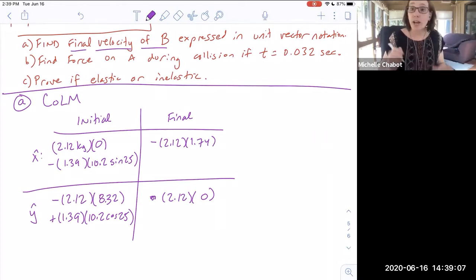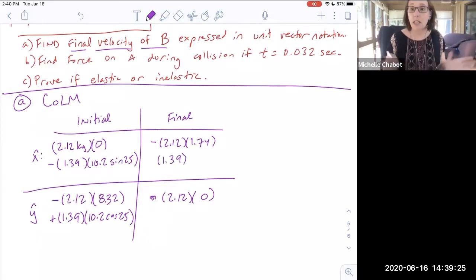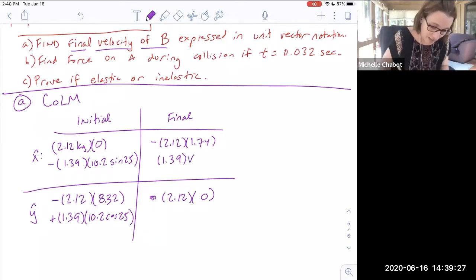Now, here's a trick that you need to keep in mind. Your unknowns are going to be in this table. What you're trying to find will be in this table, and you're going to leave them in components. So if I want to find the velocity of B, then what I'm going to do is write down the mass of B, 1.39, and then I don't know its final x velocity. So I'm going to say v final in the x direction of object B.